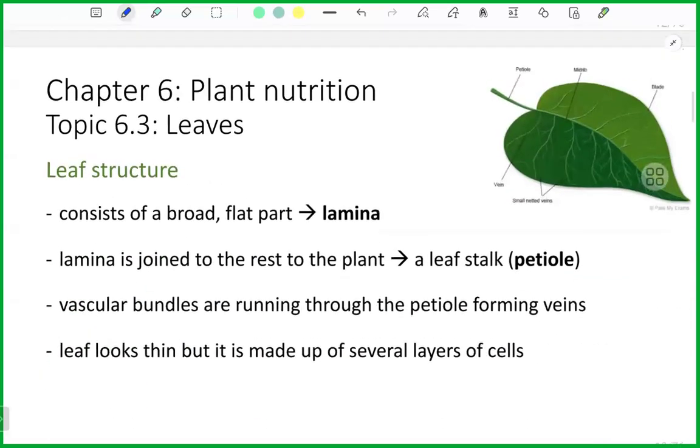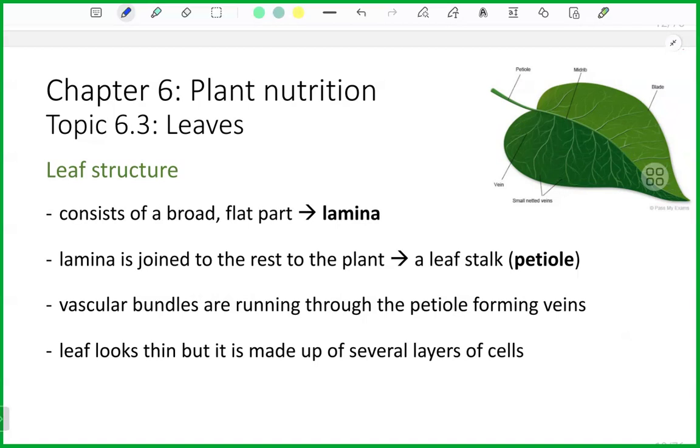So this is to remind you about the leaf structure. A leaf consists of a broad flat part, which is known as the lamina, and it is joined to the rest of the plant by the petiole, which is also known as a leaf stalk. As you can see from the labelled diagram in the top corner, we've got the lamina, which is the flat, broad part of a leaf, and we've got a leaf stalk, also known as the petiole, and vascular bundles running through it. Vascular bundles are also known as veins. The vein or vascular bundle includes xylem and phloem.